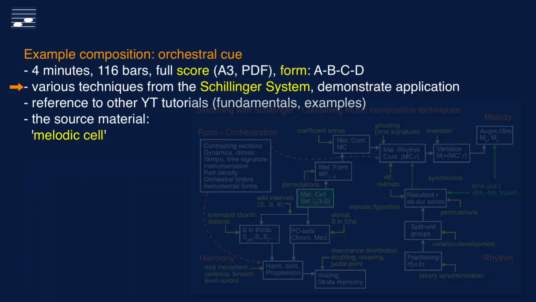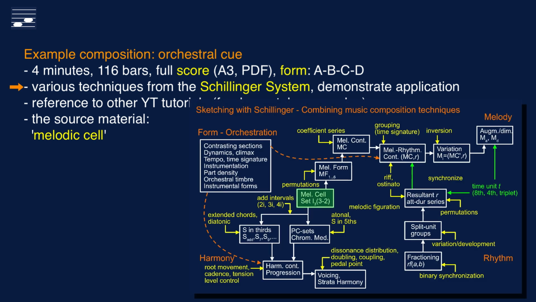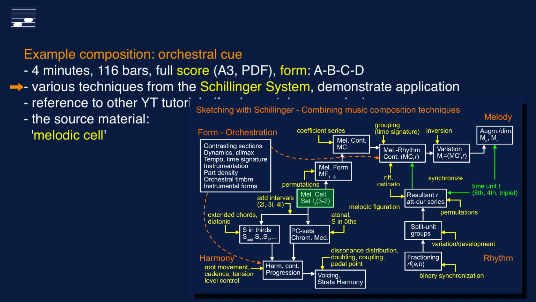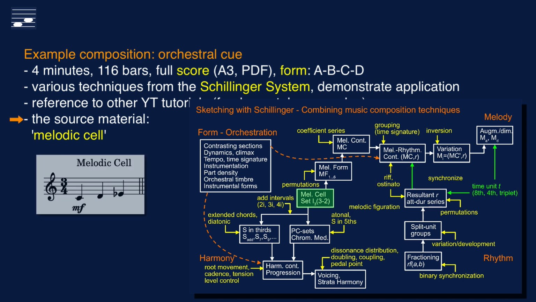You'll see the application of many Schillinger System techniques, where in this episode the focus is on a specific domain, either melody, rhythm, harmony or orchestration. The starting point for the sketching process is this humble melodic cell, a set of 3 pitch units C, D and E flat.